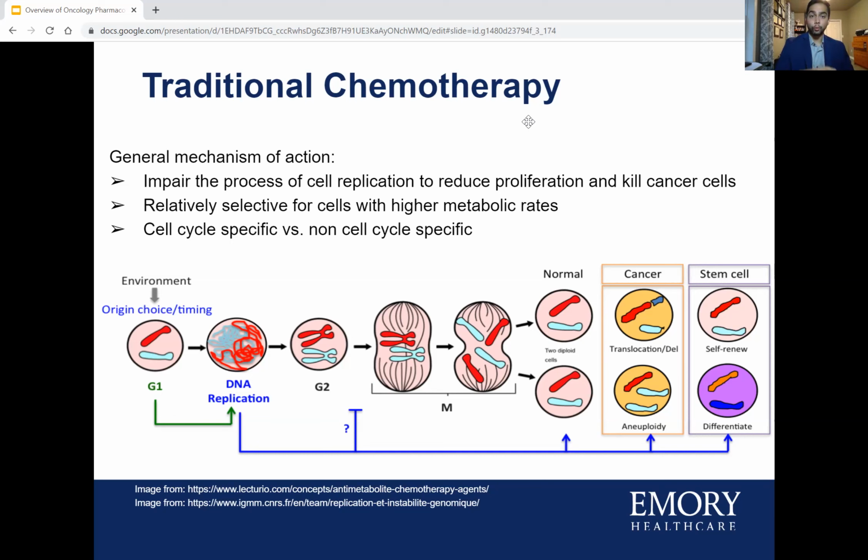Chemotherapy can also be looked at by where it affects the cell. Is it dependent on the cell being at a specific stage of the cycle, or is it independent of where the cell is? So is it non-cell cycle specific?